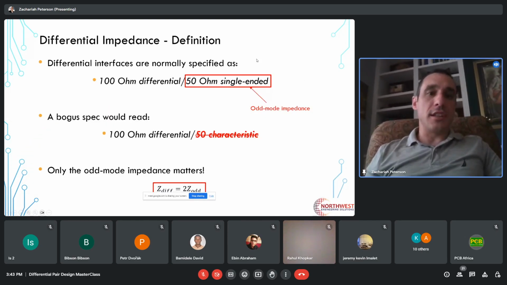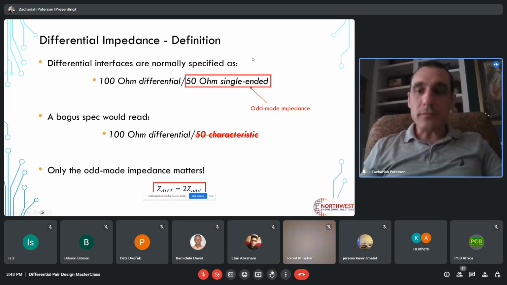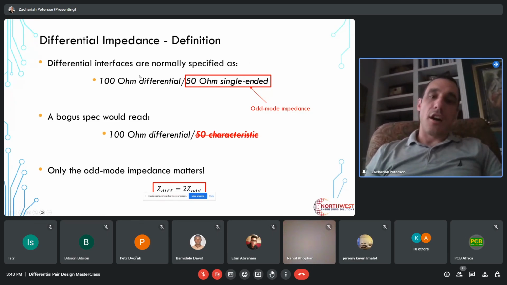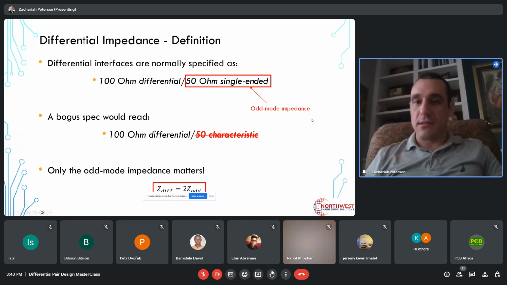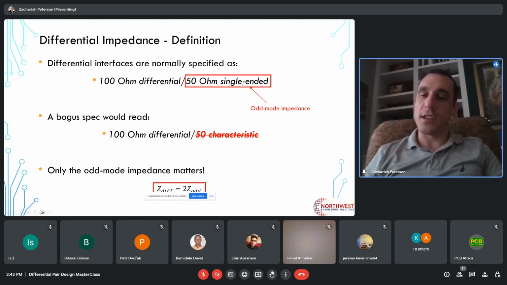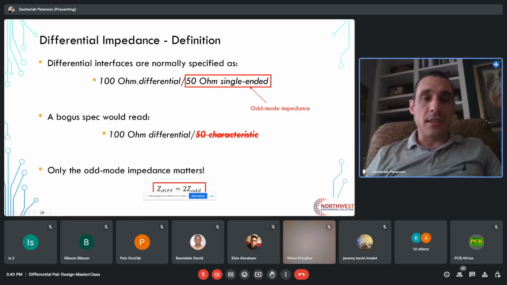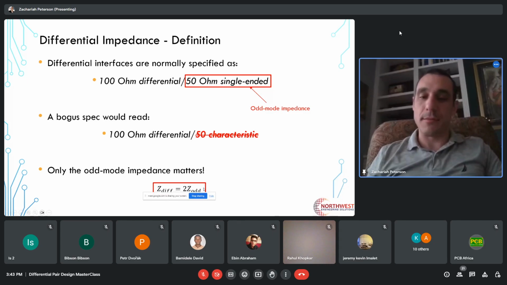Now, if you look at a differential impedance specification, typically they will be written like this: 100 ohm differential, 50 ohm single-ended. When they say single-ended, they're really referring to the odd mode impedance. So single-ended in this context does not mean differential impedance, or does not mean characteristic impedance. The reason for that is that the differential impedance is always double the odd mode impedance, always, by definition, okay? So really the only impedance that matters that you have to actually calculate is the odd mode impedance. That's the only impedance that matters. It's the impedance that matters for termination.